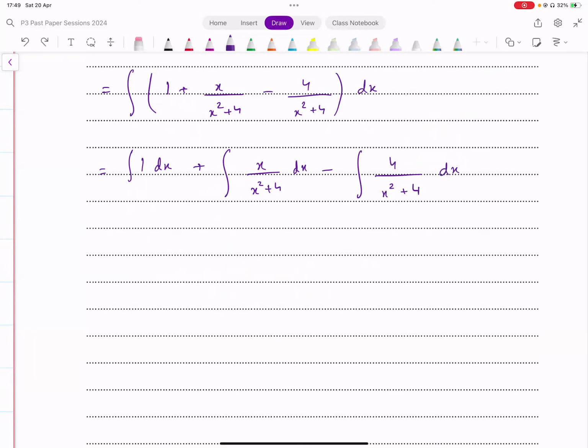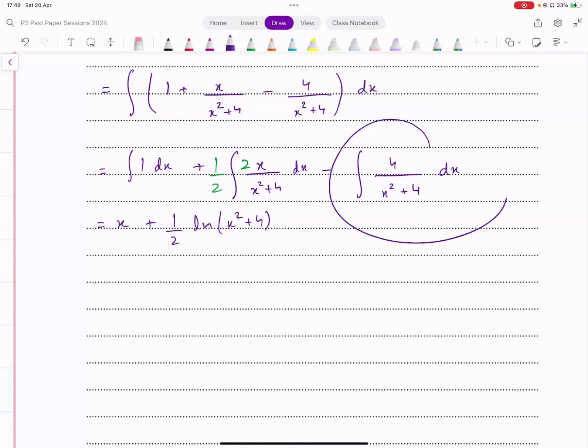What about the first one? Integration of one is just x. This can be integrated using the ln rule, right? Why? Because what's the derivative of the denominator? Derivative of x squared plus 4 is 2x. We want 2x in the numerator. How can we get 2x in the numerator? We could multiply by 2 inside the integral, and outside we could divide by 2 to balance that. And now this part is following the ln rule. So this could be integrated like this. We could say this is 1 over 2 into ln of x squared plus 4. That's the integration of the second term.